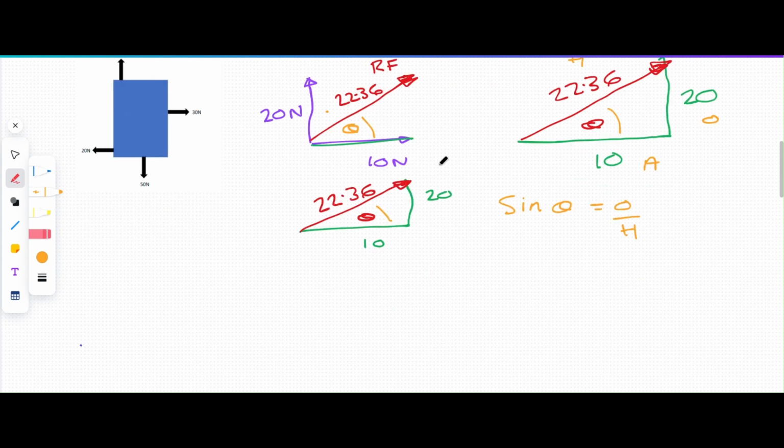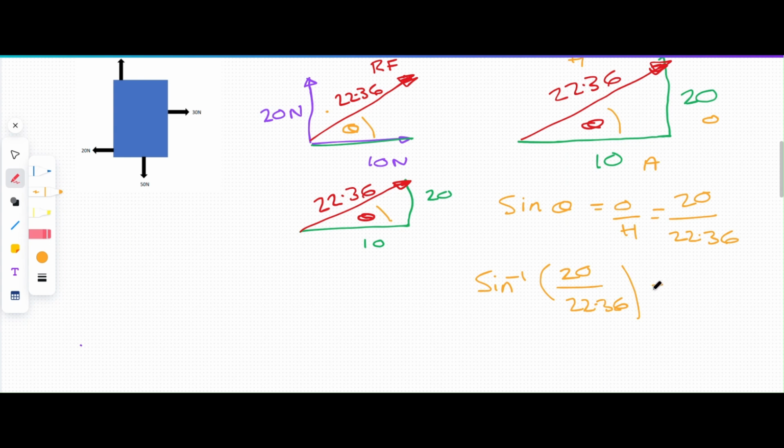And just like up in the first example, we're finding the angle, so we've got to do inverse sine. So on your calculator, you've got to do inverse sine. The opposite is 20, and the hypotenuse is 22.36. So we're finding an angle, so do inverse sine, and then you do opposite, which is 20, over hypotenuse, 22.36. Make sure you're not in radians. If you know what a radian is, make sure your calculator is not in radians.